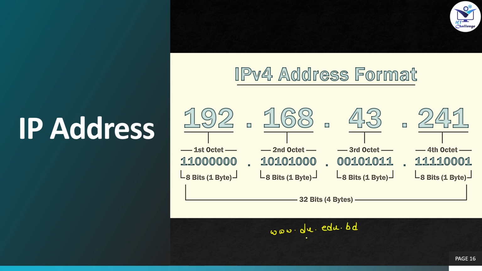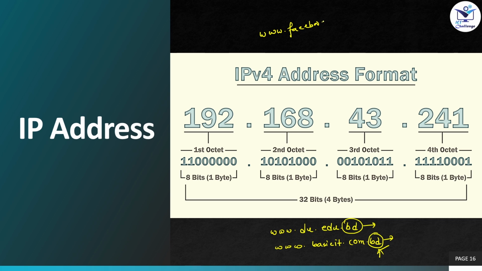Like www.du.edu.bd. This is the website address of Dhaka University. Also, www.basicit.com.bd. This is the website address of our company. Basic IT is our software company. So here you will have one more thing. This is known as the country code or country domain. This indicates that this is a country domain. This is another additional part of a website.